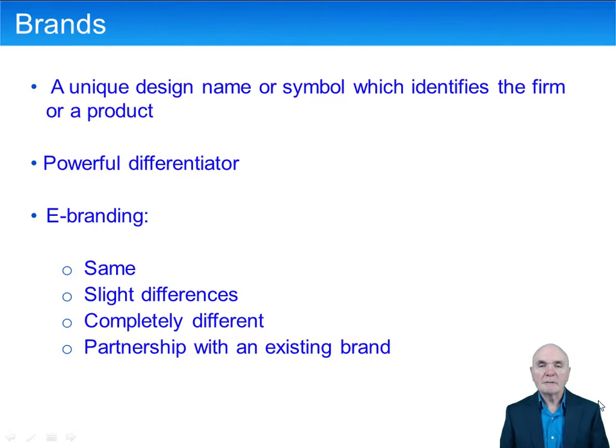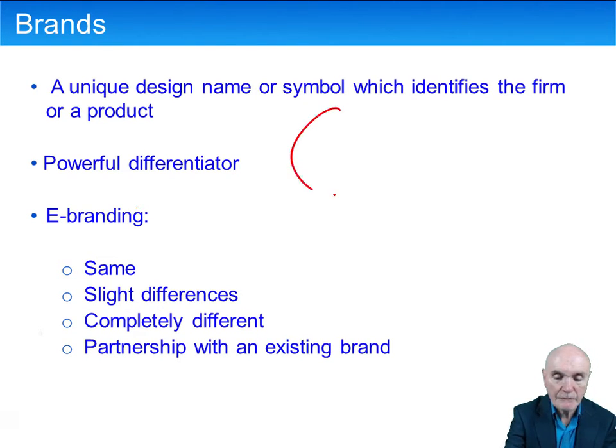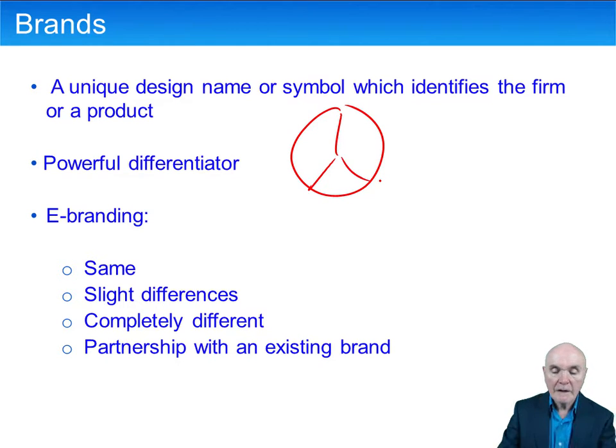Continuing on this chapter, we begin to look at brands. A brand is a unique name, title or symbol which identifies a firm or a product. With many brands, we can look at a symbol and know immediately what it is. For example, we know what a shape like this is probably going to be indicating: something like Mercedes.